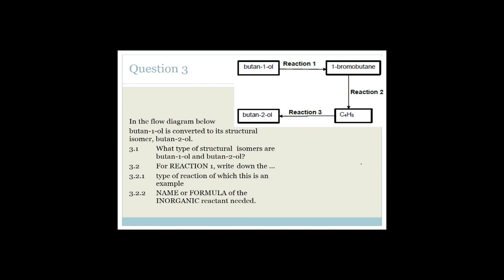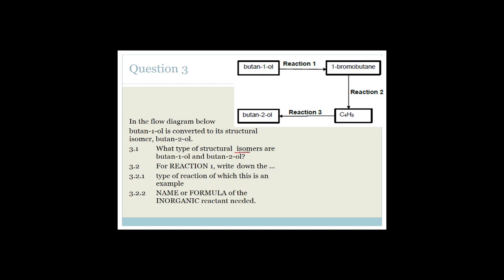Okay, again, we're looking at organic chemistry, and again, I'd like to stress that organic chemistry is one of the largest parts of your paper too, so you need to study it really carefully. So you've got butan-1-ol undergoes a reaction to become 1-bromobutane, which undergoes another reaction to become butan-2-ol. In the flow diagram below, butan-1-ol is converted to its structural isomer butan-2-ol. Then it asks what type of structural isomers are butan-1-ol and butan-2-ol.